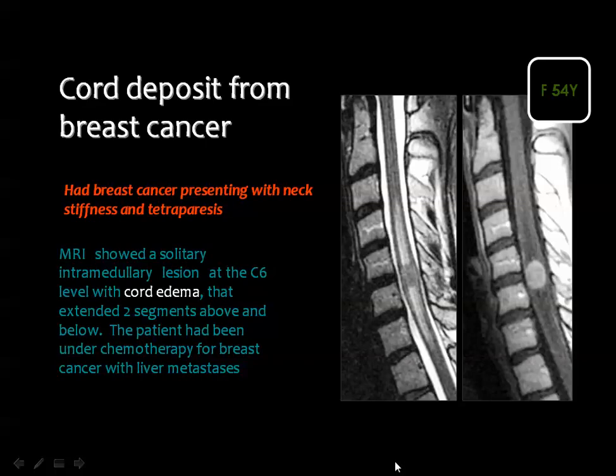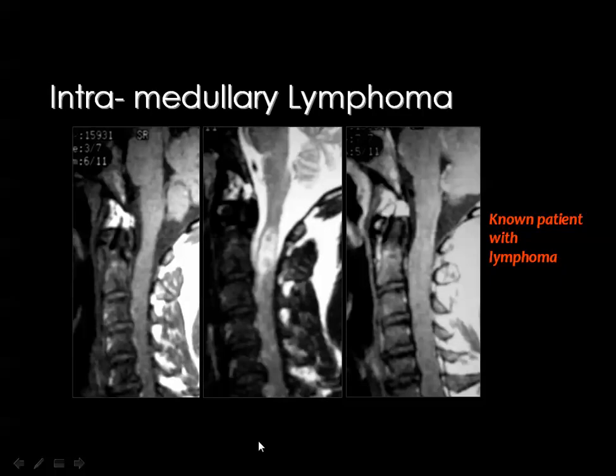And this is a patient with breast cancer, and you can see a lesion inside the substance of the cord with diffuse cord edema above and below the site of the lesion. This patient had breast cancer, as I have said, with liver metastasis, and she developed an intramedullary metastatic deposit.